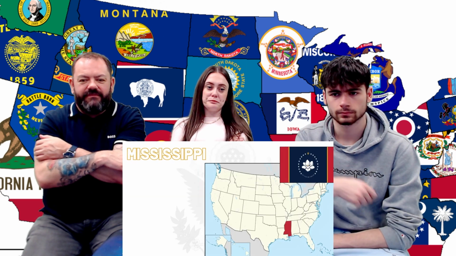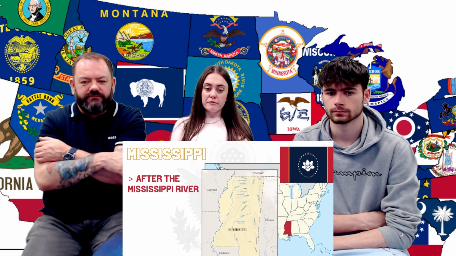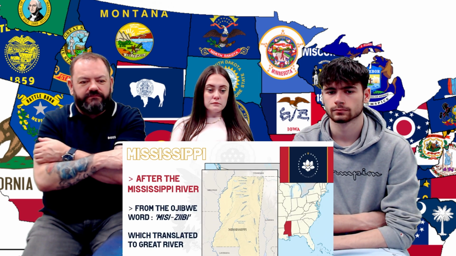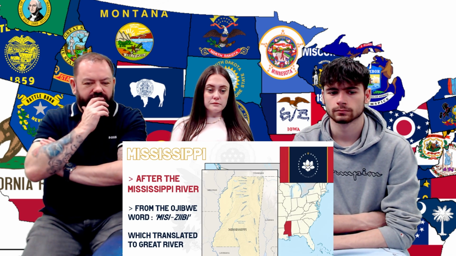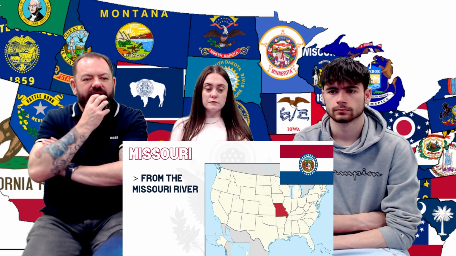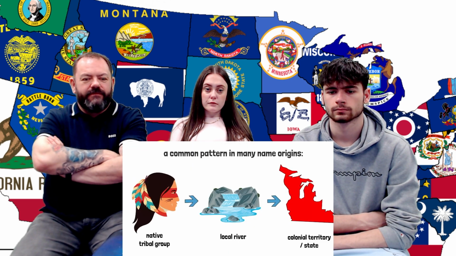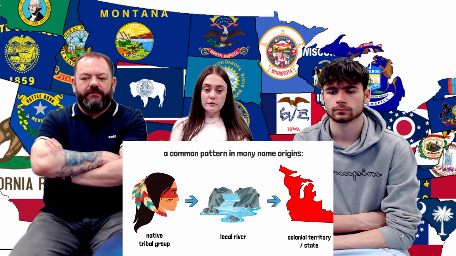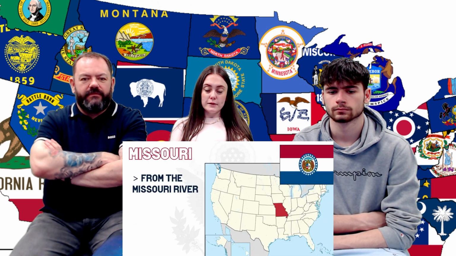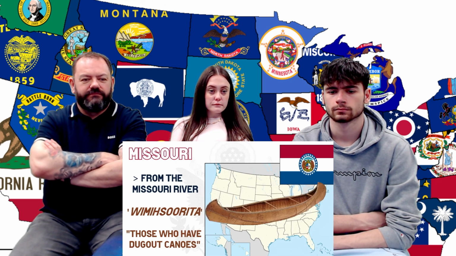Mississippi follows the trend of being named after the local river, the Mississippi, which defines its western boundary. European settlers named it after the Ojibwe word Mississippi, which translates to Great River. The Missouri River also led to the naming of the state of Missouri, and the river itself got its name from the indigenous Missouri natives. Following that method we saw was common at the start of the video: native tribe, river, colonial territory, state. It is said that these specific natives were called the Wimisorita, meaning those who have dug out canoes. The name was adapted and westernized according to how they pronounced it.